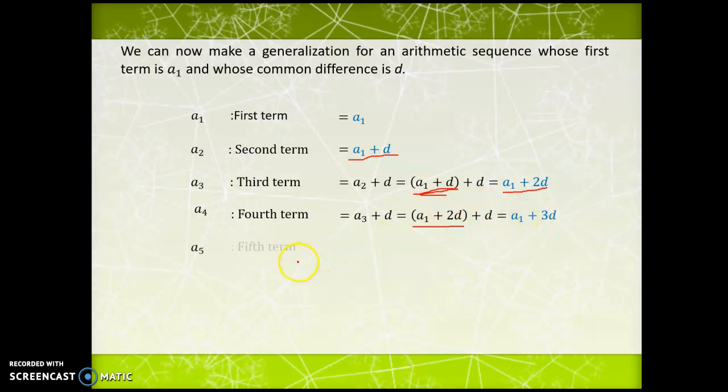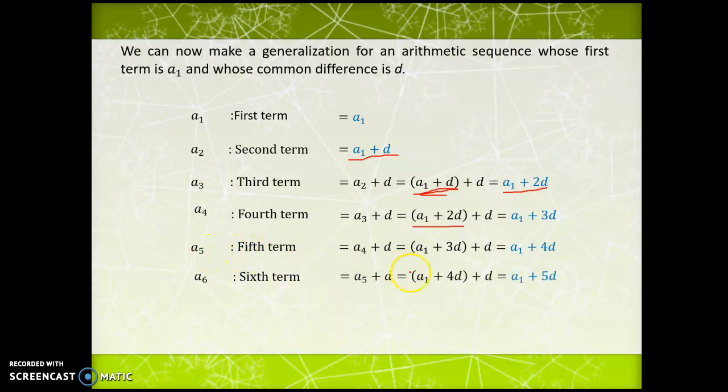And then in the fifth term, you add another d to the fourth term. Okay, so you substitute the fourth term here, and then you add another d, so that's why a sub 1 plus 4d. And then the sixth term, you add another d to the fifth term. And then you substitute the value of a sub 5. Then you come up with a sub 1 plus 5d.